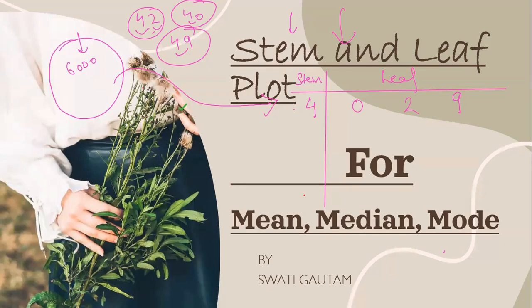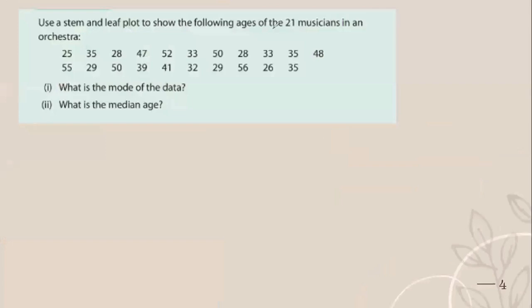Suppose this is the question I have. Use a stem and leaf plot to show the ages of 21 musicians in an orchestra. So total observations are 21. We have the data: 25, 35, 28, 47, 52, 33, 50, and so on. If we see the smallest number here, I think it's 25, right? And the biggest number I have here is 56.